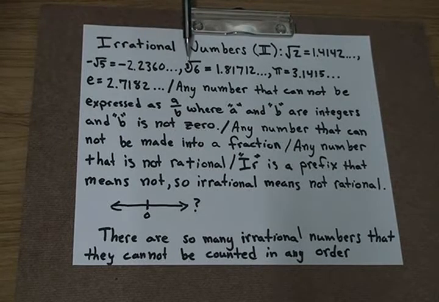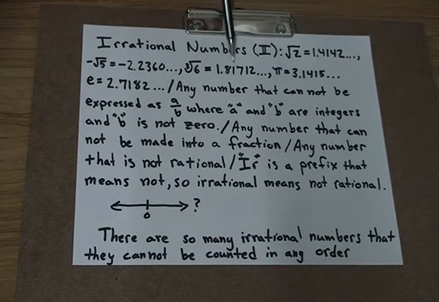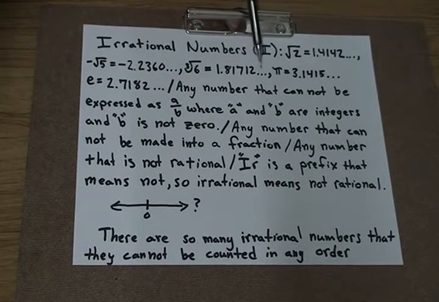There's also cube roots. What number times itself 3 times is 6? 1.81712 going on forever times itself 3 times is 6. This number is irrational because it's a decimal that does not end.